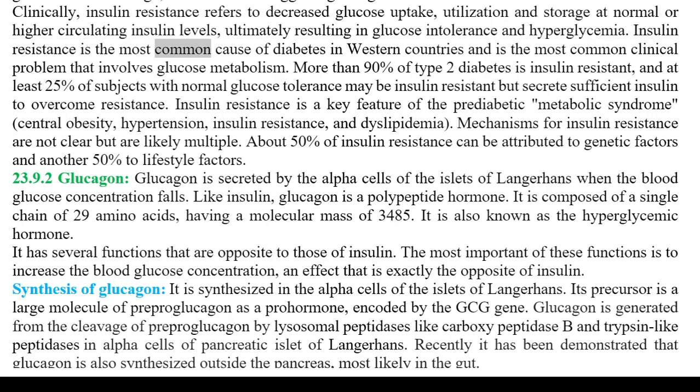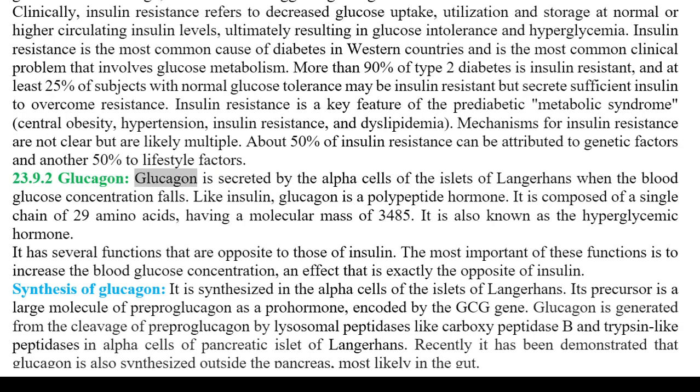Insulin resistance is the most common cause of diabetes in Western countries and is the most common clinical problem that involves glucose metabolism. More than 90% of type 2 diabetes is insulin resistant, and at least 25% of subjects with normal glucose tolerance may be insulin resistant but secrete sufficient insulin to overcome resistance. Insulin resistance is a key feature of the prediabetic metabolic syndrome: central obesity, hypertension, insulin resistance, and dyslipidemia. Mechanisms for insulin resistance are not clear but are likely multiple. About 50% of insulin resistance can be attributed to genetic factors and another 50% to lifestyle factors.